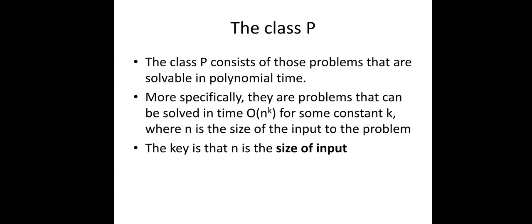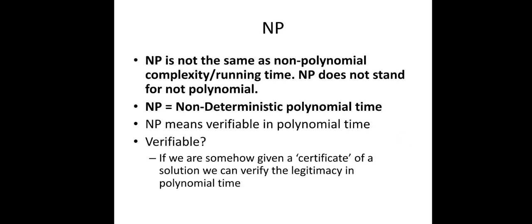Now, class P. Class P consists of those problems that are solvable in polynomial time. More specifically, they are problems that can be solved in time big O of n to the power k for some constant k, where n is the size of the input to the problem. The key is that n is the size of the input. Class NP is not the same as non-polynomial complexity or running time. NP does not stand for not polynomial. It is non-deterministic polynomial time.